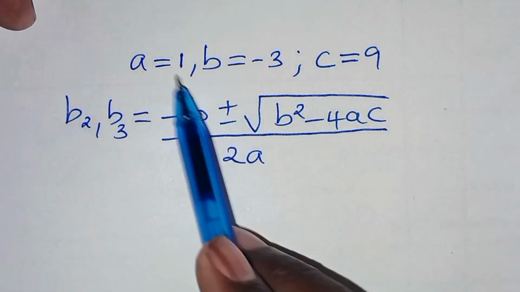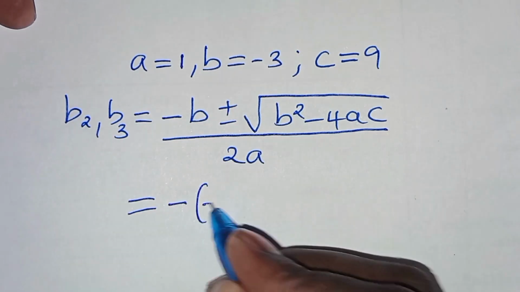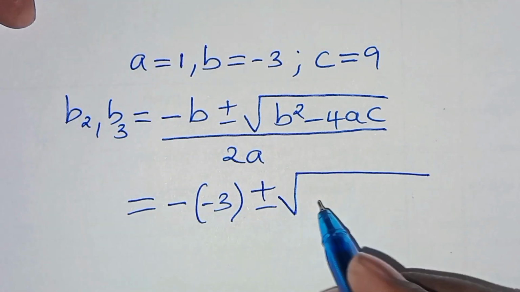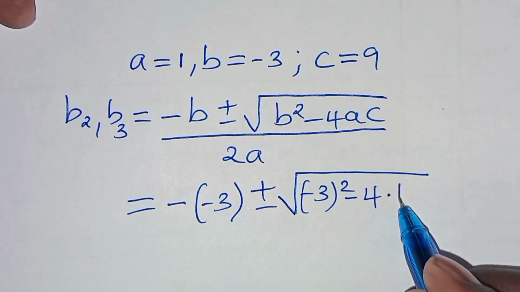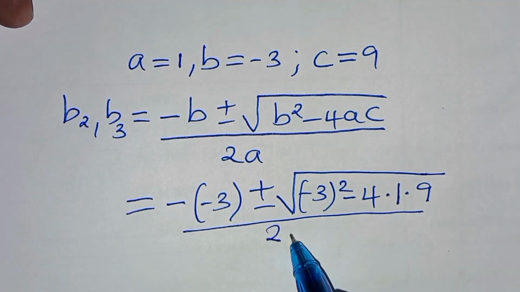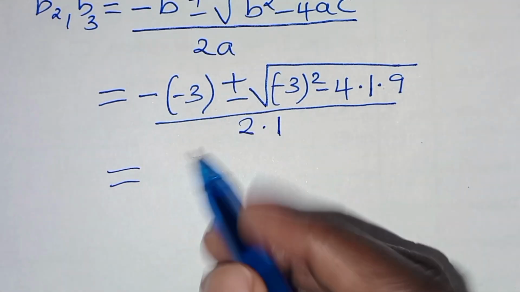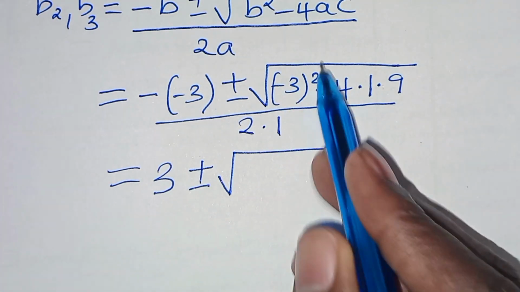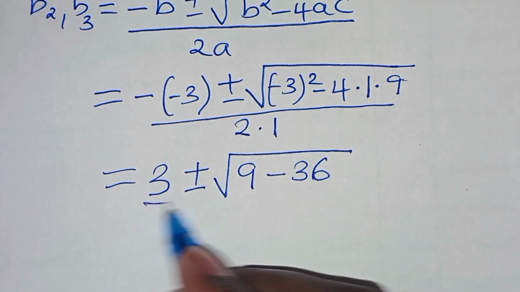Now, substituting the values of a, b, and c, here we have minus 3 plus or minus the square root of b squared, which is minus 3 squared, subtract 4 times a, which is 1, times c, which is 9. All this divided by 2 times 1. So minus times minus 3 is 3, plus or minus the square root of negative 3 squared, which is 9, minus 9 times 4, which is 36, divided by 2.